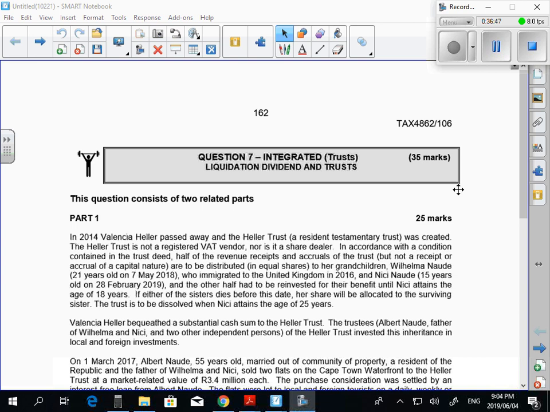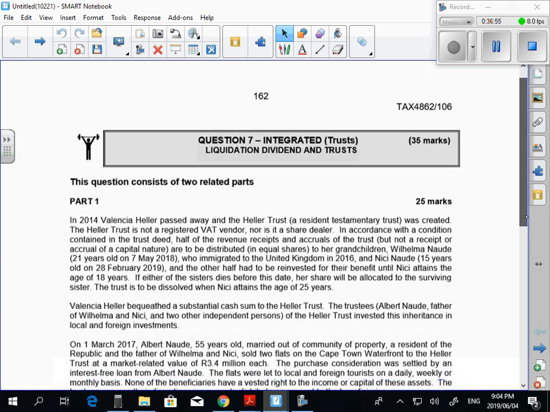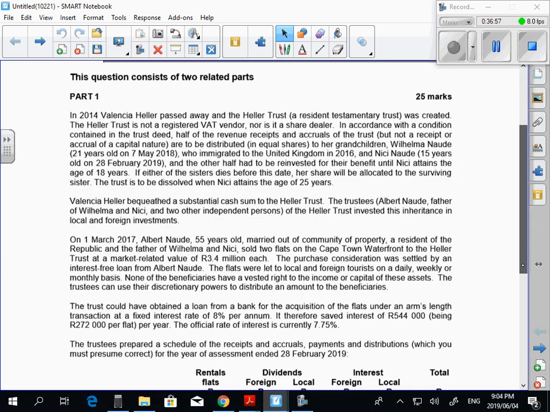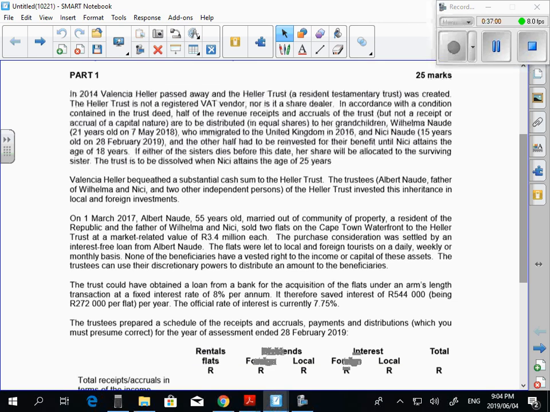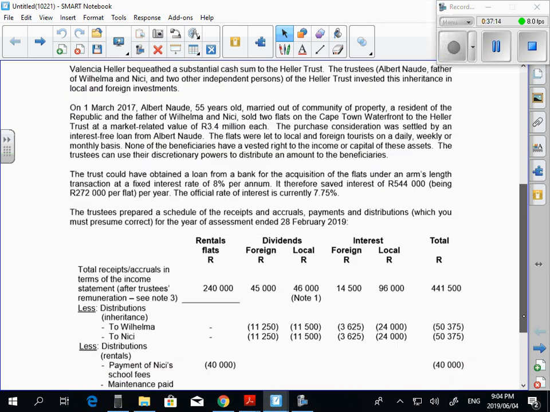are to be distributed in equal shares to her grandchildren, Wilhelmina Nordia, 21 years old on 7 May 2018, who immigrated to the United Kingdom in 2016, and Nikki Nordia, 15 years old on 28 Feb 2019. And the other half is to be reinvested for their benefit until Nikki attains the age of 18 years. If either of the sisters dies before this date, her share will be allocated to the surviving sister. The trust is to be dissolved when Nikki attains the age of 25 years.